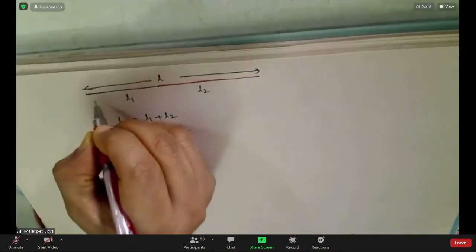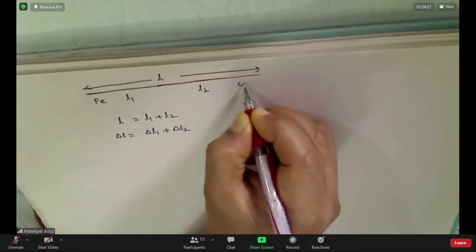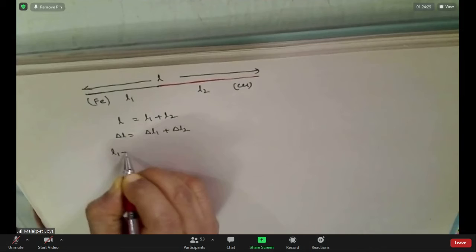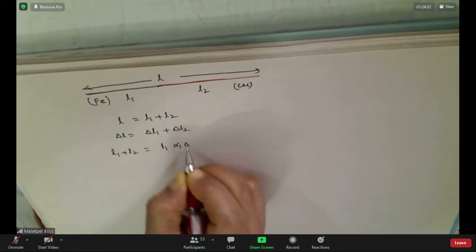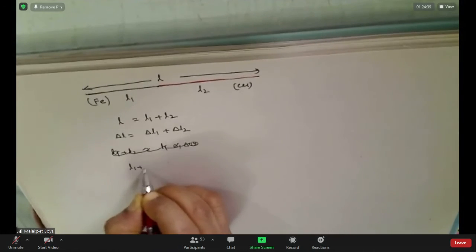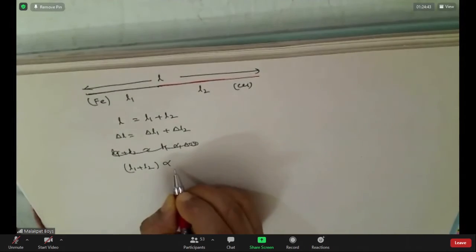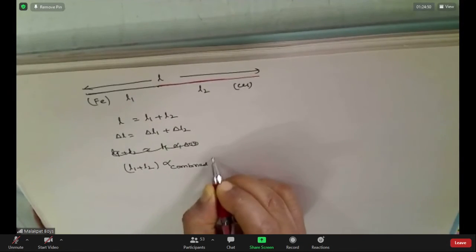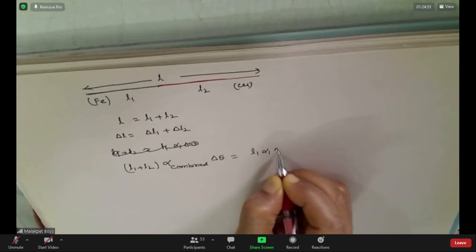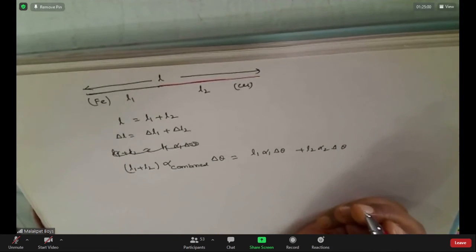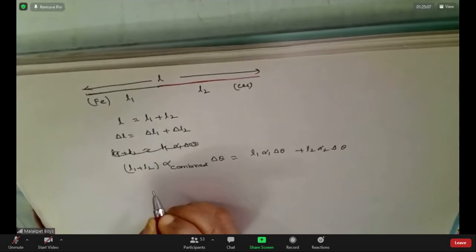Agreed, sir. One is iron, one is copper, sir. So this is delta L, the total initial length, alpha of the combined rod. Do you agree with this? What is he asking? Sir, he's asking the average coefficient of linear expansion, alpha. Okay, first we'll find this.